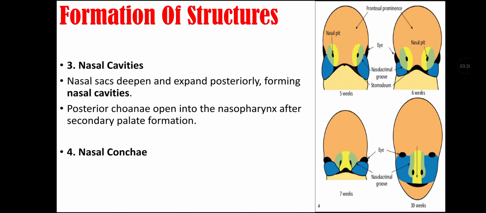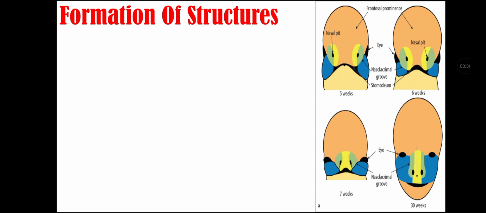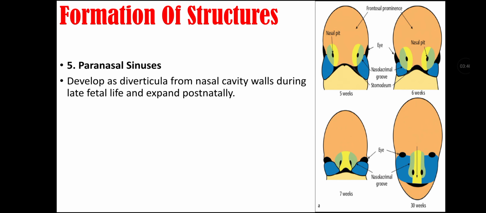Then fourth structure related to nose is nasal conchae that are outgrowths from the lateral wall of nasal cavity, and they develop into superior conchae, middle conchae, and inferior conchae. Fifth structure related to nose formation is paranasal sinuses that develop as diverticula from the nasal cavity walls during the late fetal life, and they expand postnatally.